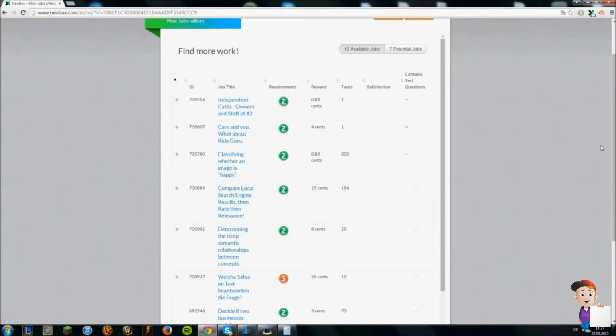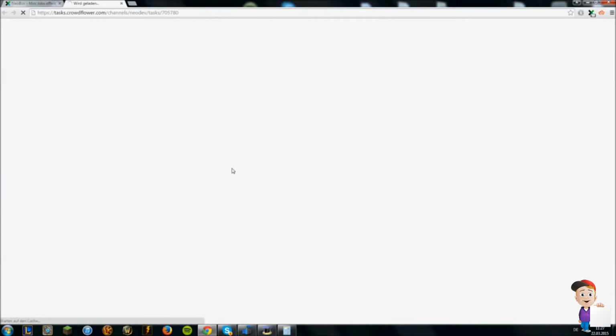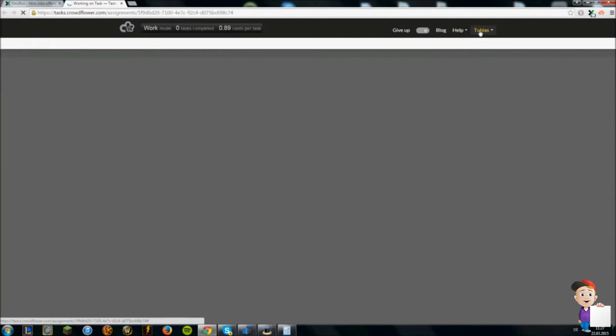To do mini jobs you have to create a Crowdflow account. If you click on one you get to Crowdflow. I of course already have an account. I will just go to my account. One sec. So a Crowdflow account is like a NeoBux account, of course completely free.